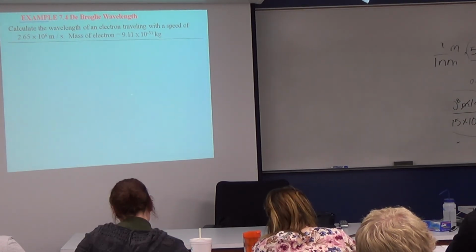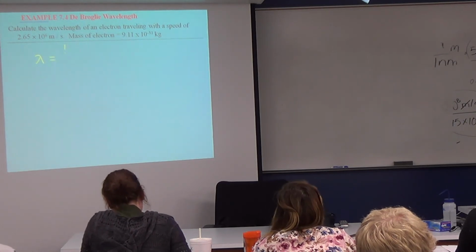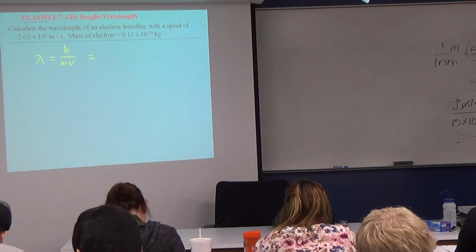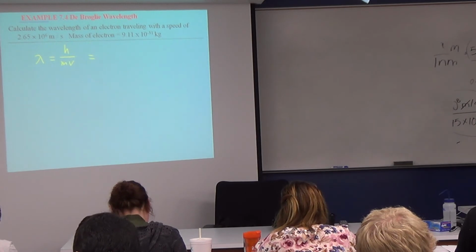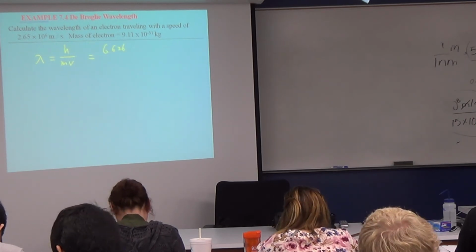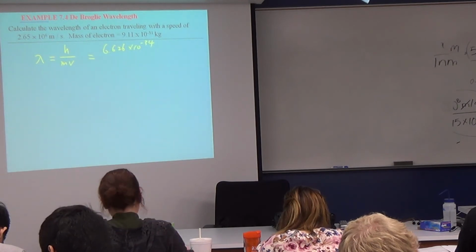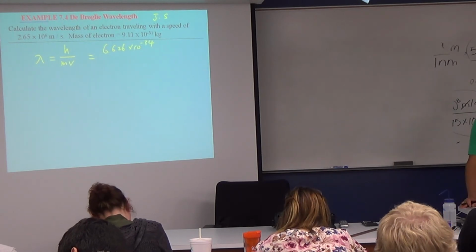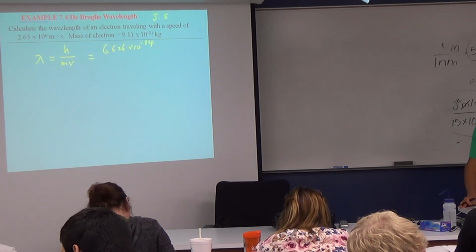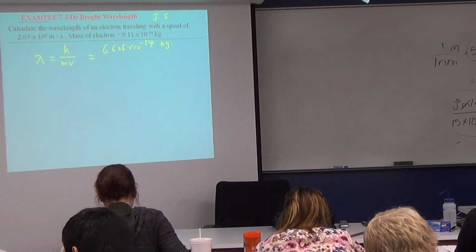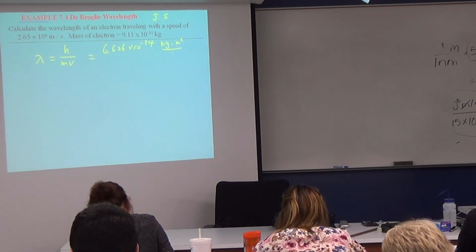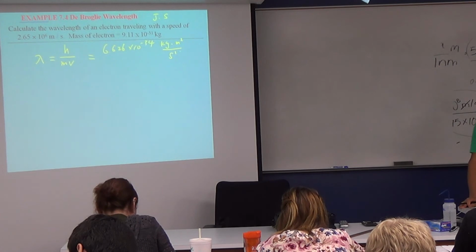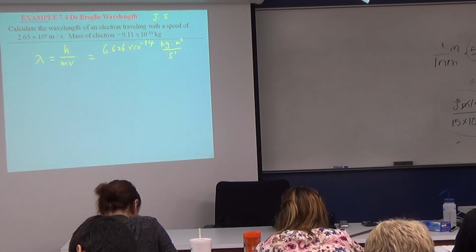So what you use is the formula lambda equals h divided by m times v, the wave. Just to remind you, h is our usual constant, 6.626 times 10 to the negative 34, and we initially used kilojoule times second. Now I'm going to replace the joule by kilogram times meter squared divided by second squared. Understand? So this is our joule, times second, so I'll still times second.